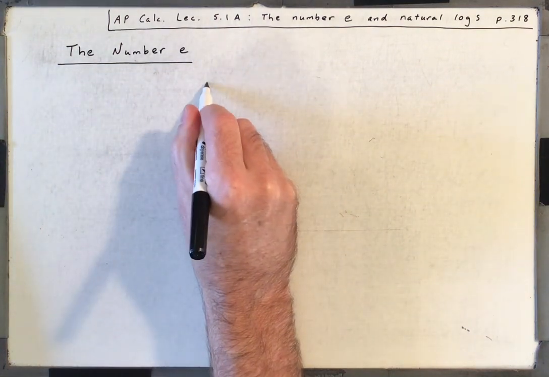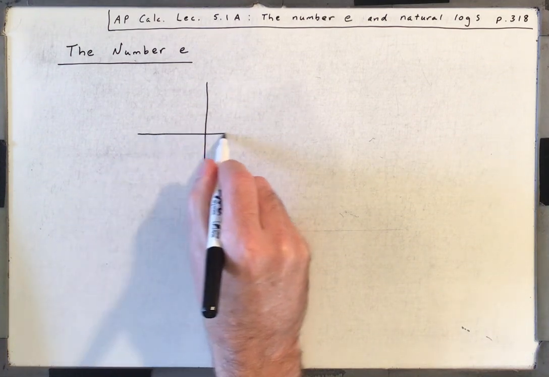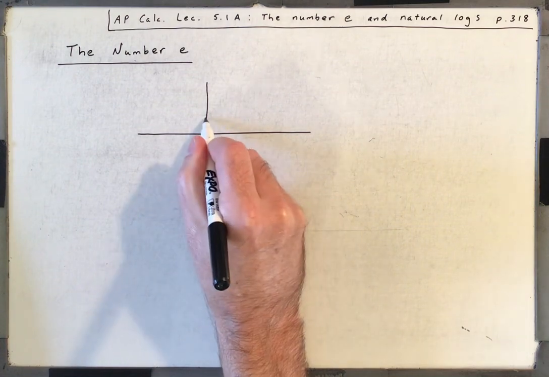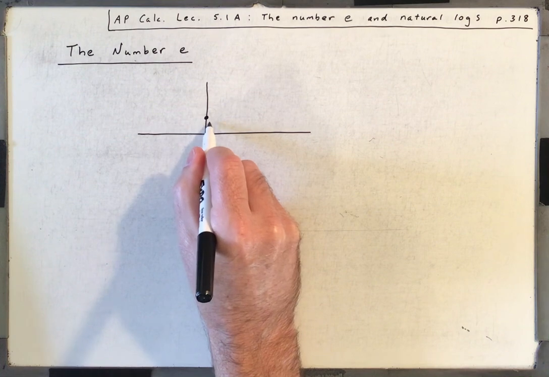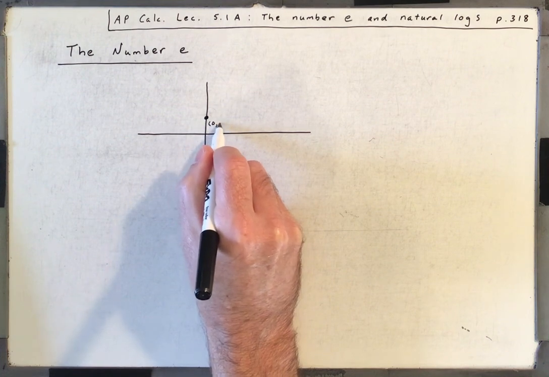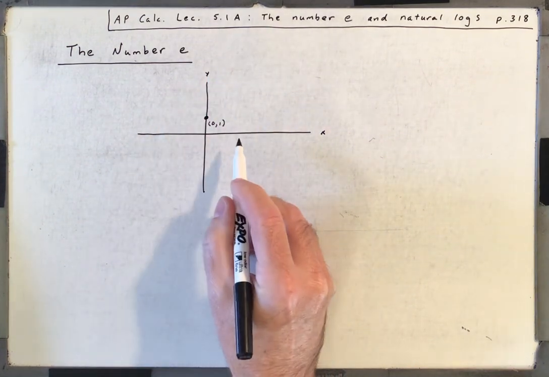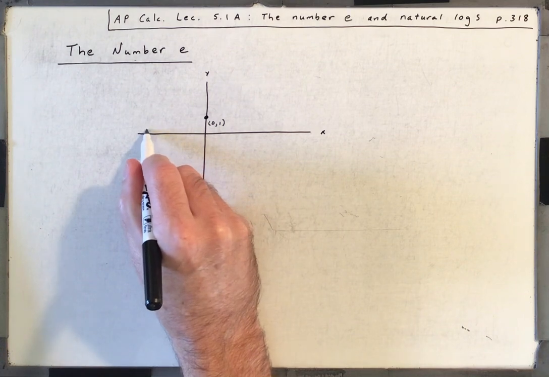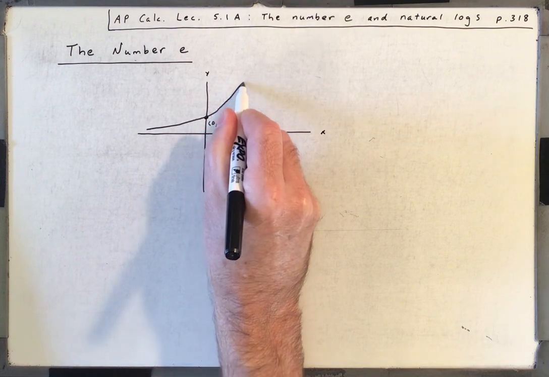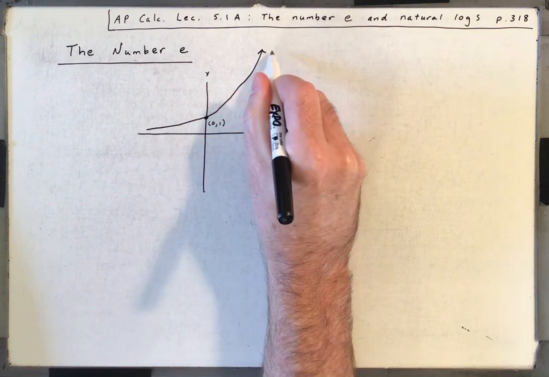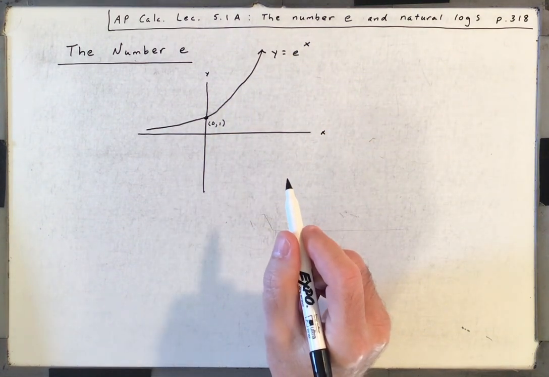So let's graph y equals e to the x. So I'm going to mark the point 0, 1 here. So x equals 0, y equals 1. And y equals e to the x looks something like this. So you can graph that on your calculator if you want.